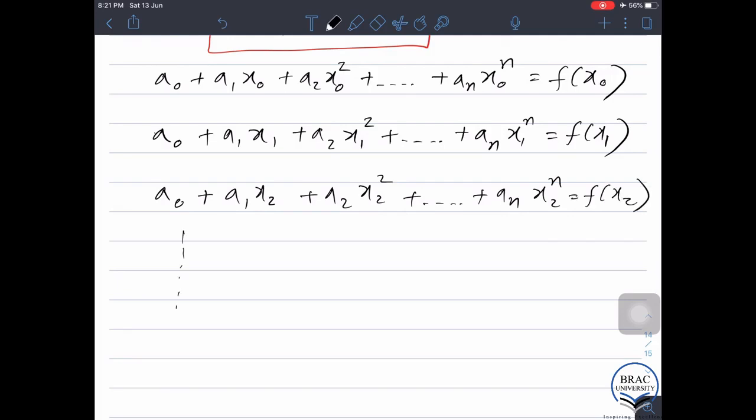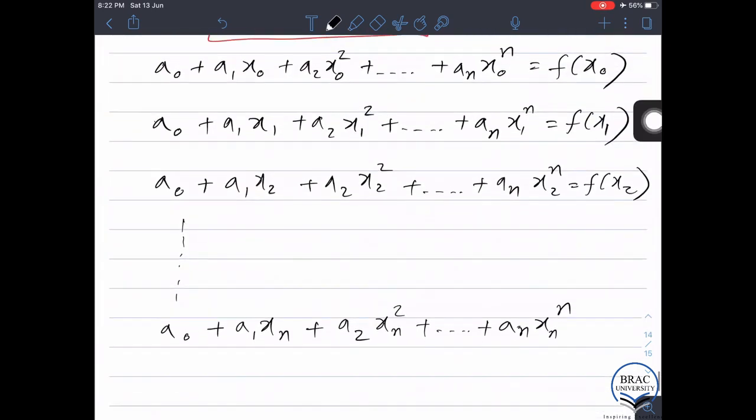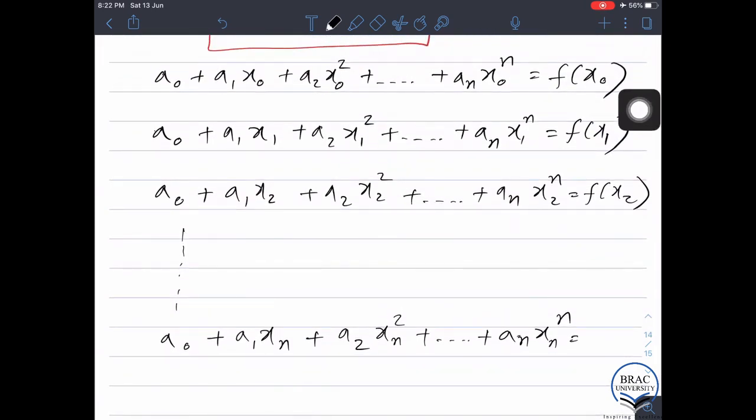And if you keep on going, it will end at some point, and that is a0 plus a1 xn, which is the last node, plus a2 xn squared plus up till an xn to the power n. Please remember that this n is just a subscript and this is the power. And this is equal to f of xn.